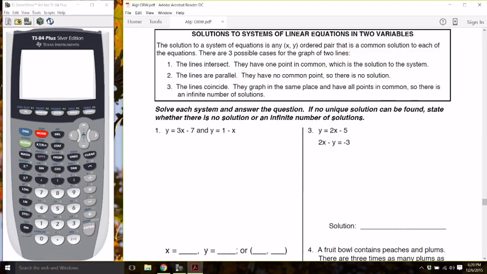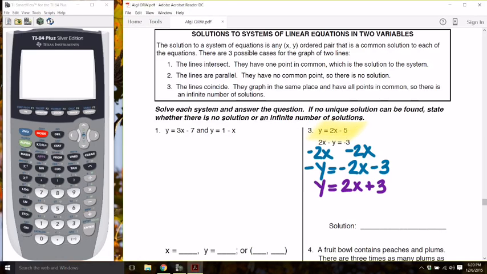Okay, so I'm going to look at number 3 over here because in order to use our calculator to find the solution to the system, we need to get y by itself for both equations. The first equation already has y by itself, so I need to take the second equation and solve for y. First thing I'm going to do is subtract 2x on both sides of the equation. So that's going to give me negative y equals negative 2x minus 3. And then I can divide everything by negative 1, and so my equation is going to be y equals positive 2x plus 3.